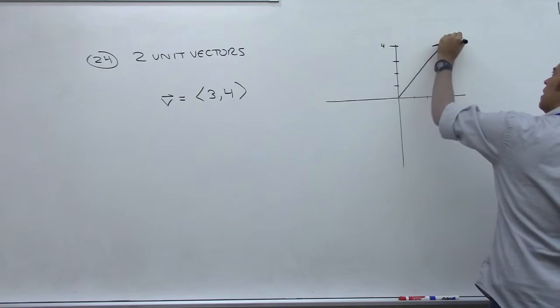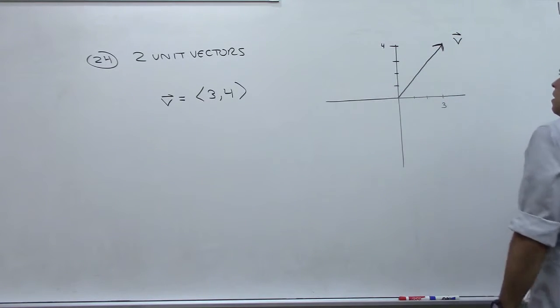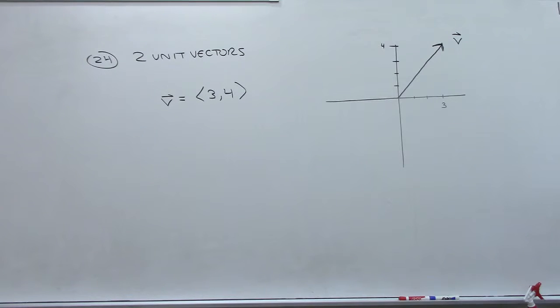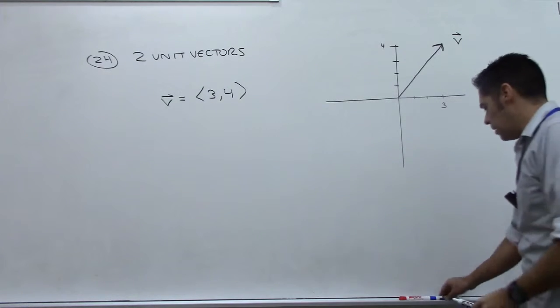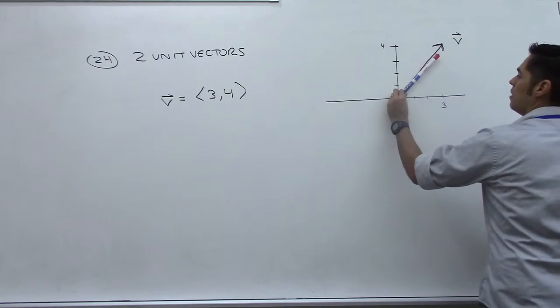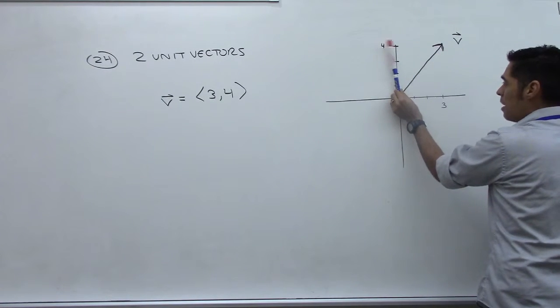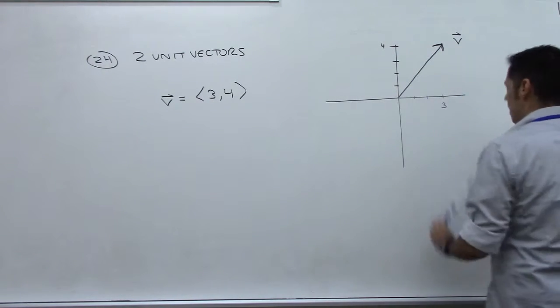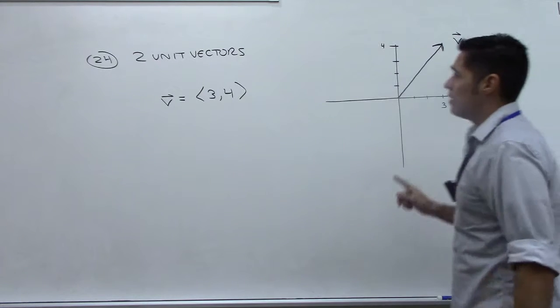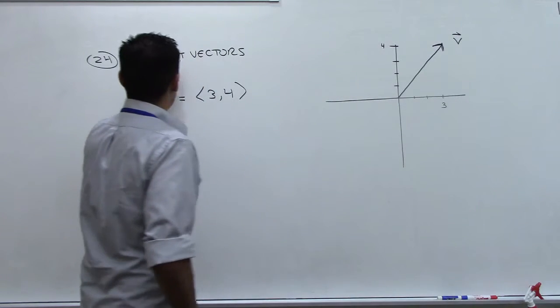That's the vector v. I'm trying to come up with 2 vectors that form an angle of 60 degrees with this. So there should be another one 60 degrees this way, and another one 60 degrees this way. Find those 2 vectors and make sure that they're unit vectors.